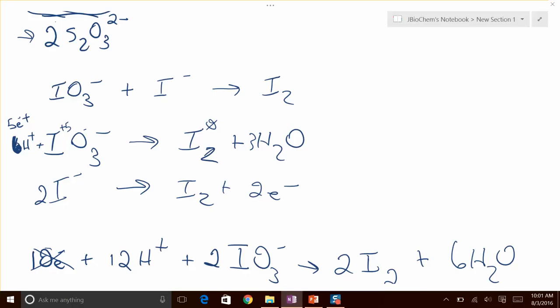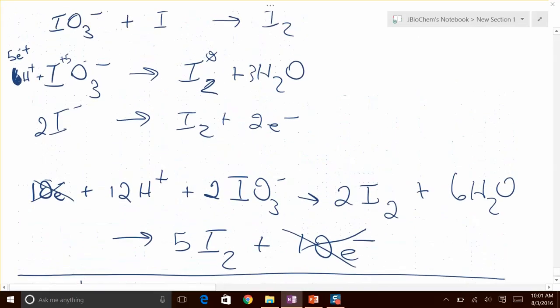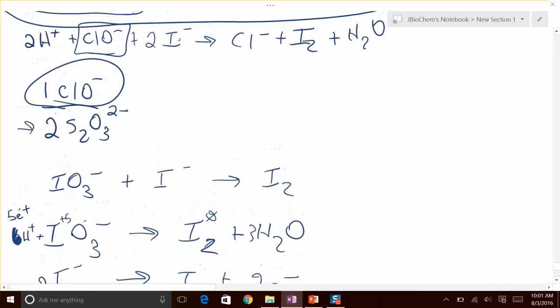So on the half reactions, you're going to have electrons on one side and electrons on the other side. Okay, it makes sense. I'm getting it. So the electron is a reactant. It's going to be added to these I's to form I2.